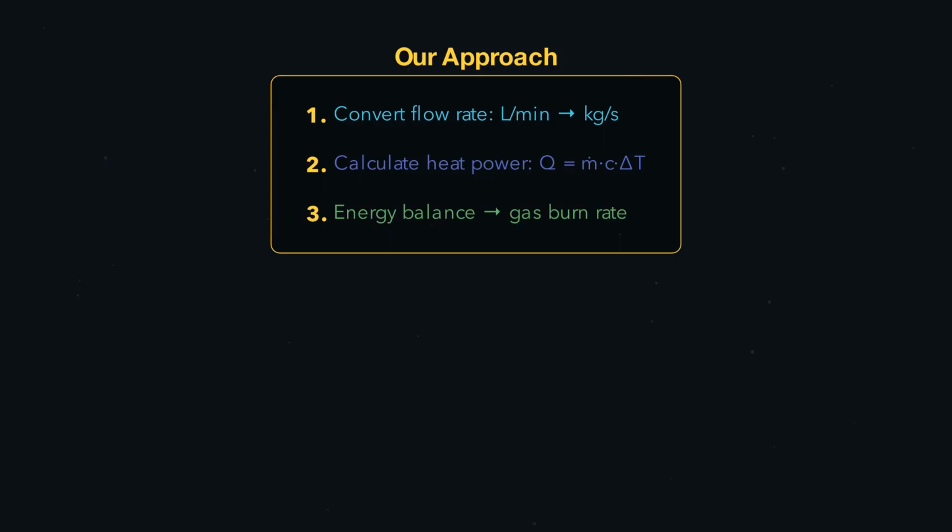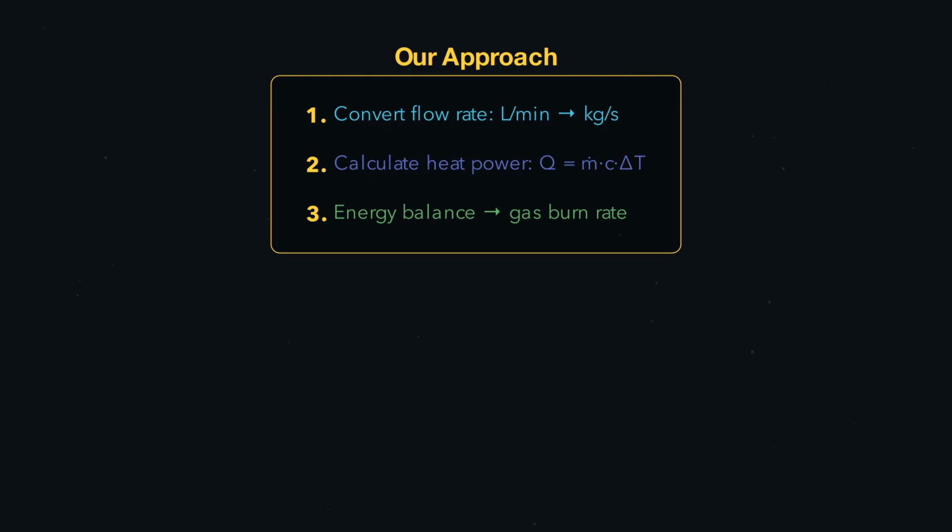Here's our approach. First, we convert the water's flow rate from liters per minute into a mass per second. Then, we calculate how many joules of heat the water needs every second to rise by 60 degrees. Finally, we apply energy conservation. The heat released by the gas must equal the heat absorbed by the water, and solve for the gas burn rate.